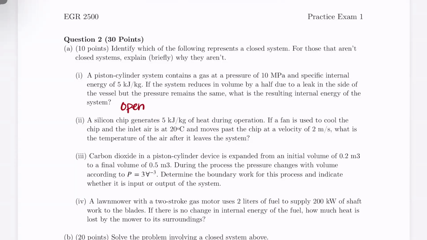Wait, say again? So it does reduce in volume. It reduces in mass, right, through the leak. So since there is mass flow, it has to be an open system.